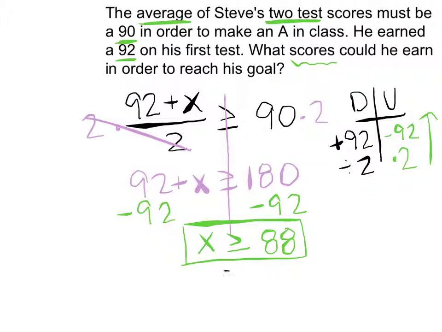So think about this. Steve could get an 88. What else could Steve get on his test? Steve might do something awesome and get a 97 on his test, right? Steve could get an 89 on his test. Steve could get anything bigger than or equal to 88 and still reach his goal of having an average of at least a 90.